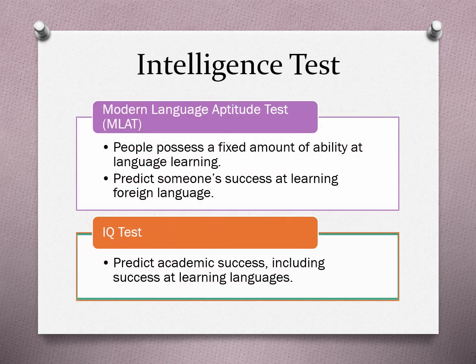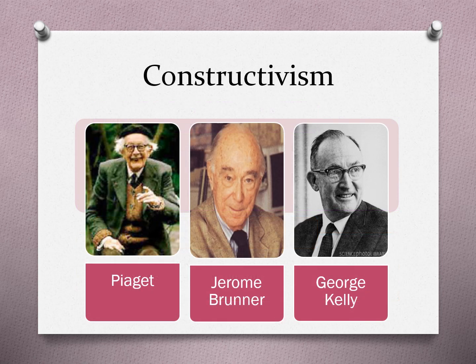So an intelligence test, which we call MLAT, assumes people possess a fixed amount of ability at language learning. It predicts someone's success at learning a foreign language. Then the IQ test, we all know, predicts academic success, including success at learning languages. Intelligence is most often studied in humans, but has also been observed in both animals and plants, despite controversy in various aspects. So how do we define human intelligence?